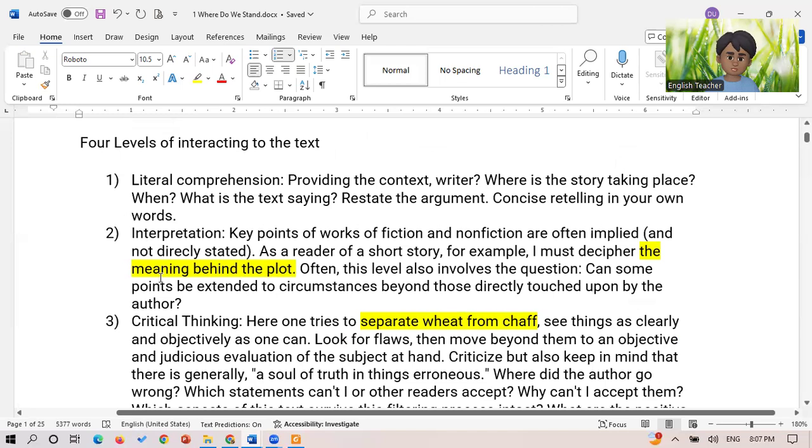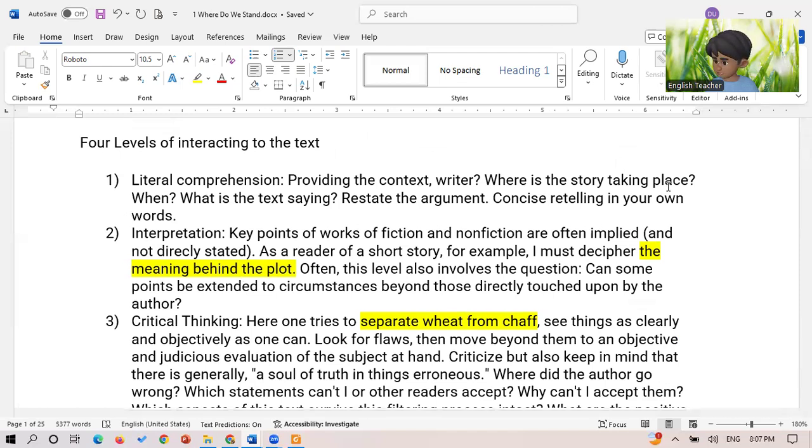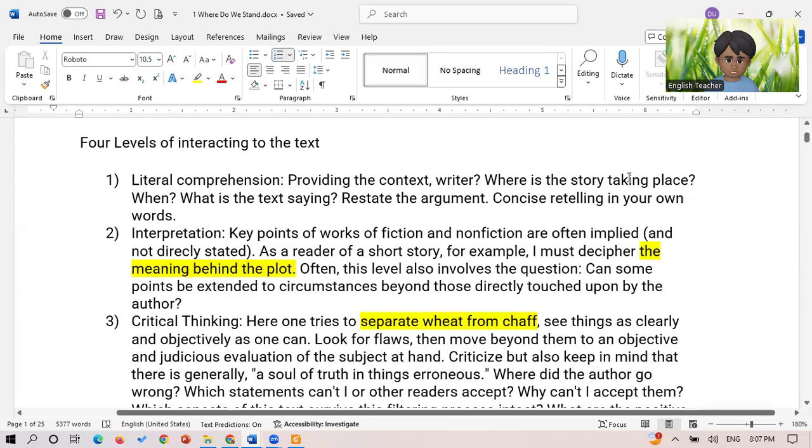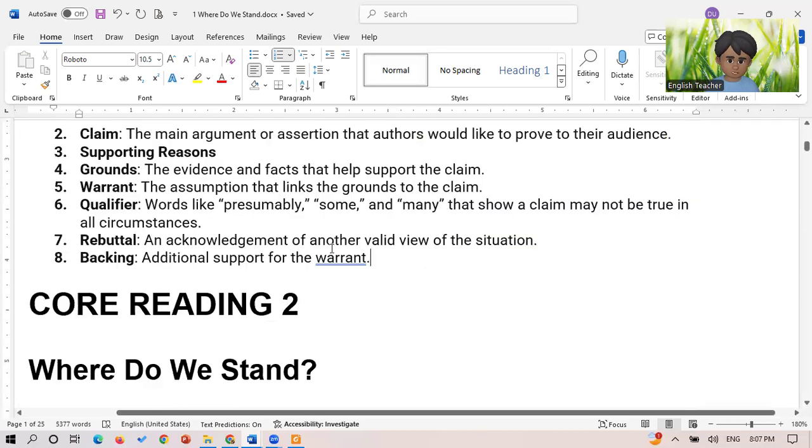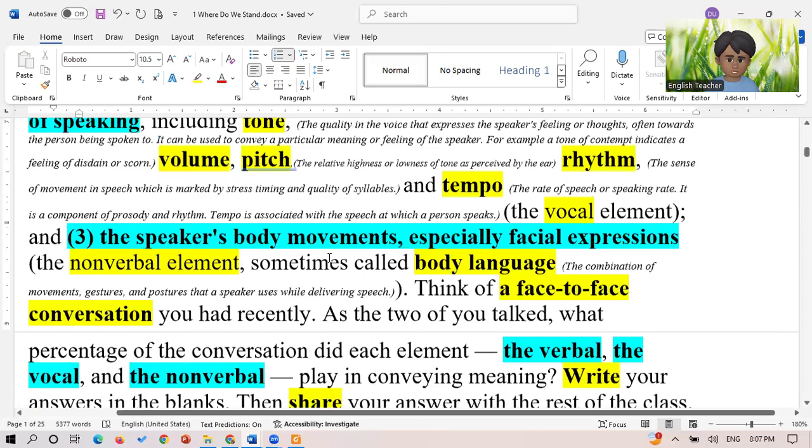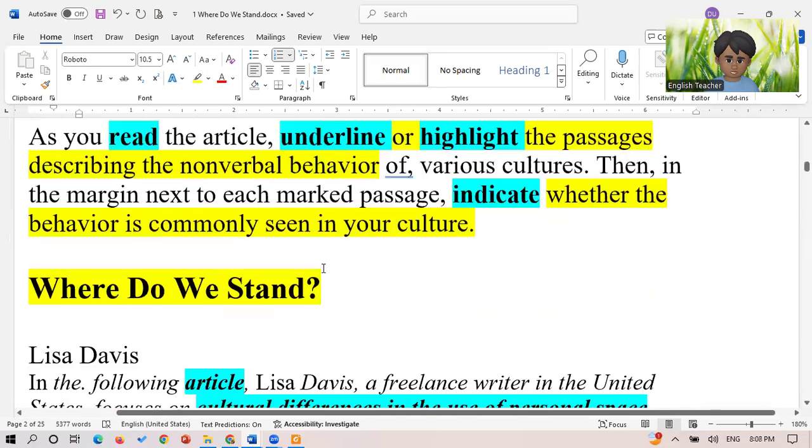I said, under literal comprehension, we first provide a brief context of the essay and the writer. Where is the story taking place, or where is this essay taking place? So this essay is placed in that chapter, and the events of this essay, if you see, let me take it to the first paragraph. It will give you where the events of this essay are taking place. I have an idea about that.